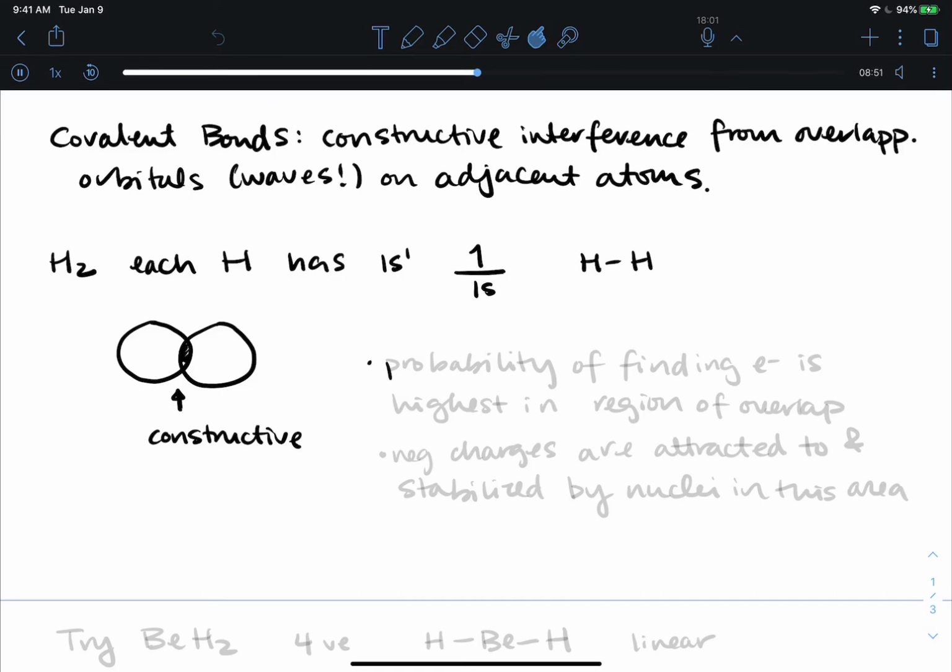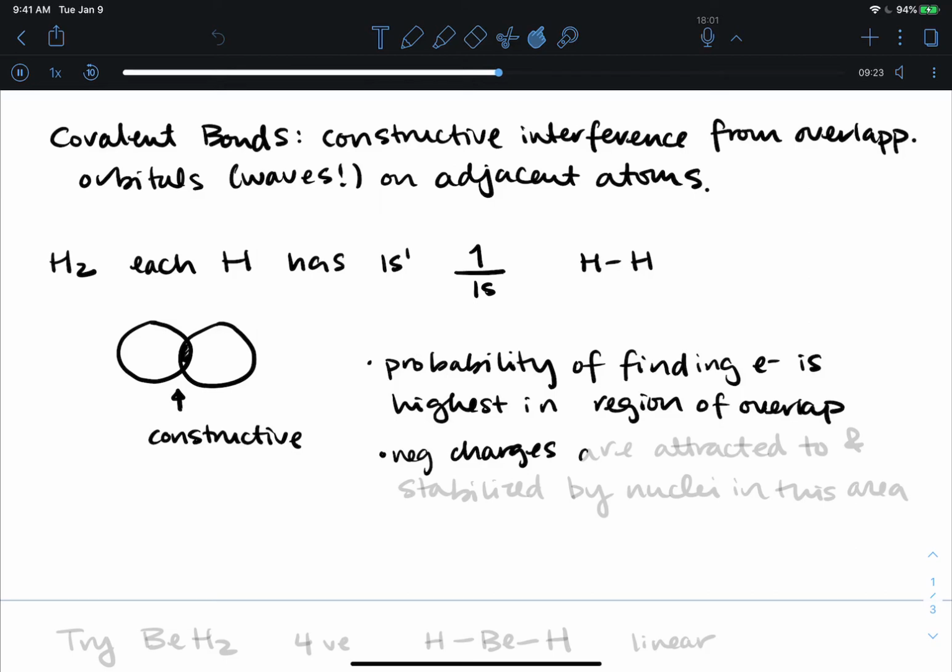So, because of this overlap, the probability of finding the electron is highest in the region of overlap, and what we find is that the negative charges, that are the electrons, are attracted to and stabilized by the nuclei in this area.